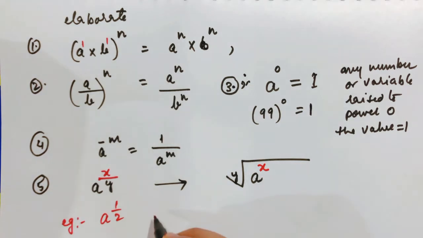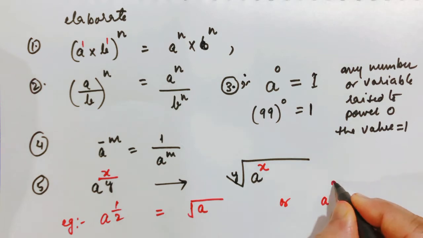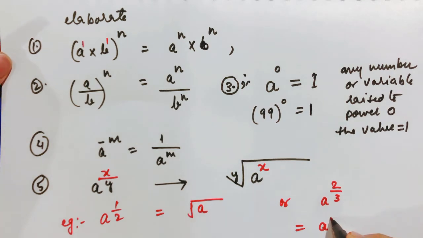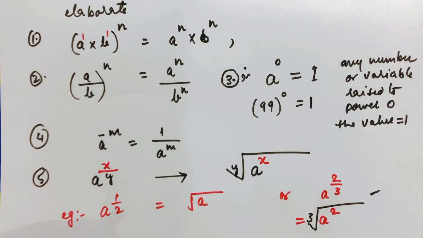Similarly, if we have a to the power 1 by 2, this 2 becomes the square root while 1 remains over here only. Okay. And if a to the power 2 by 3, this is equal to a square, while this particular 3 will be the cube root of this particular value. Okay.